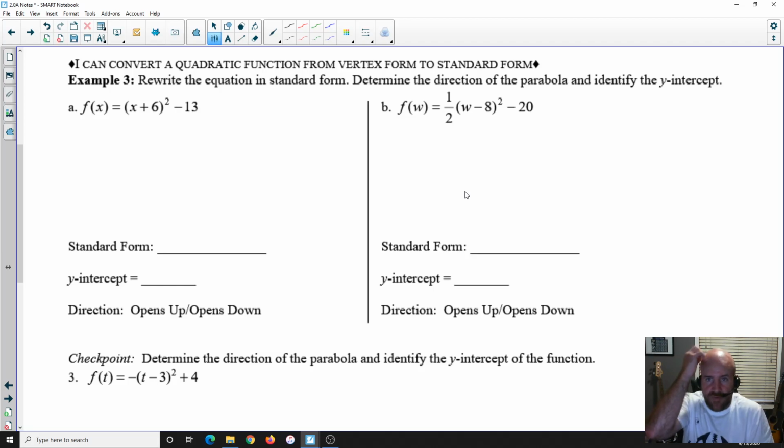All right, example 3. Now we're dealing with the vertex form of a quadratic. So we're going to treat it the same way we did before, in that we have a quantity squared. We're going to multiply this thing by itself.